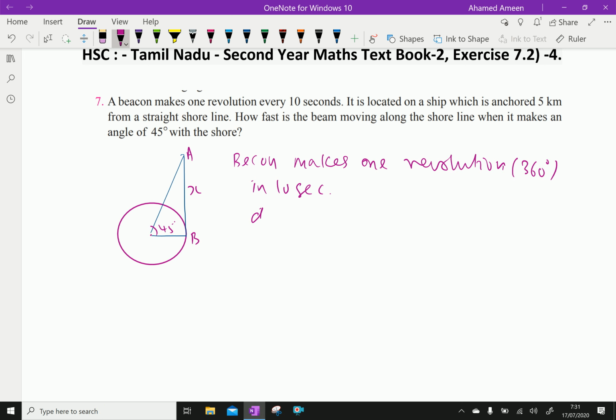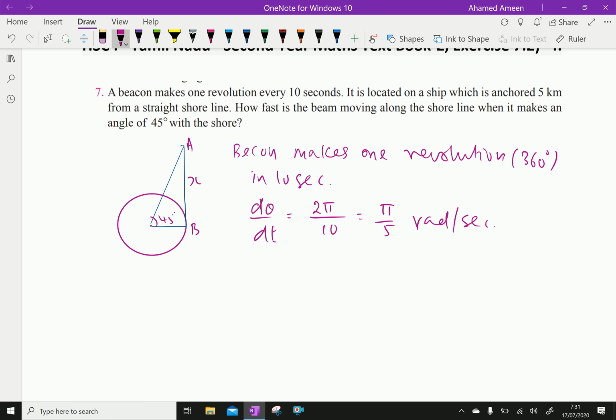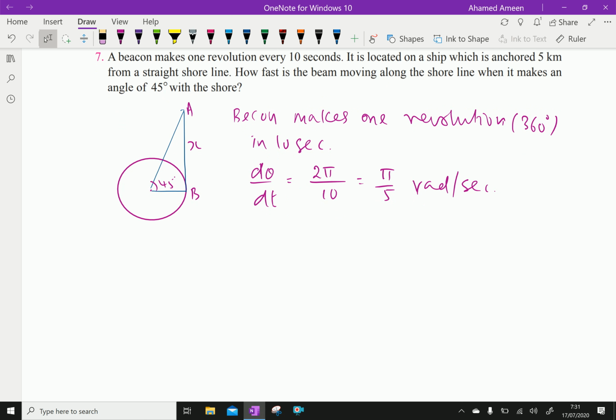d theta by dt, the change in theta with respect to time, is 2 pi, that is 360 degree, over time 10 seconds, that is pi by 5 radian per second, the change of angle with respect to time. Let the distance AB be x.